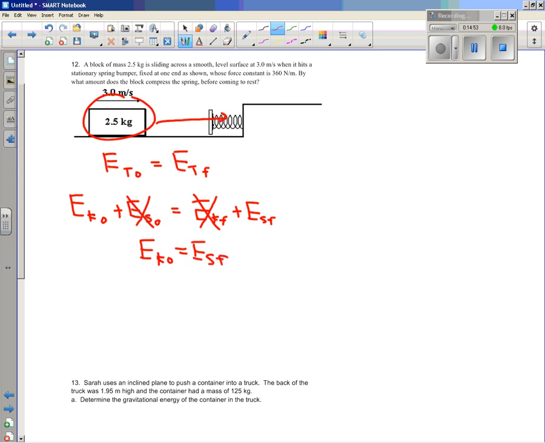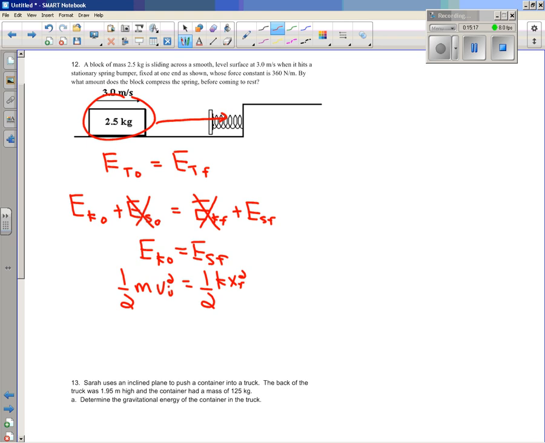Kinetic energy, same formula as always, 1/2 m v squared. I'll say initial for the speed. It is equal to the formula for spring or elastic potential energy, which is 1/2 k x squared, where k is the spring constant or the stiffness of the spring, and x is the amount that the spring is compressed.